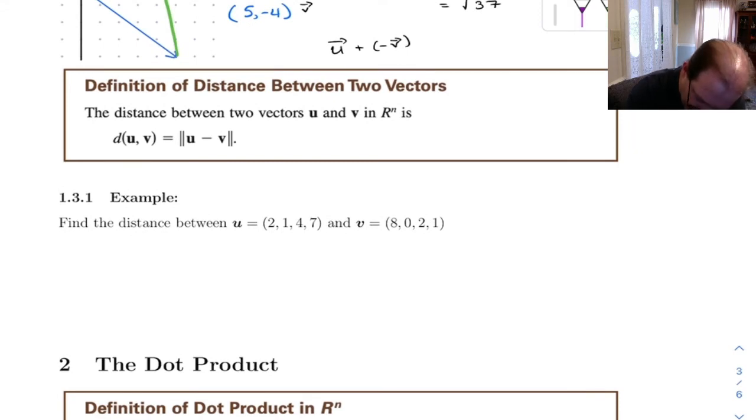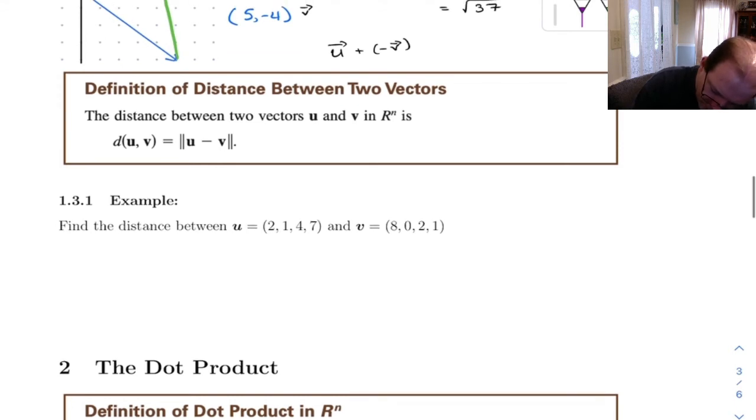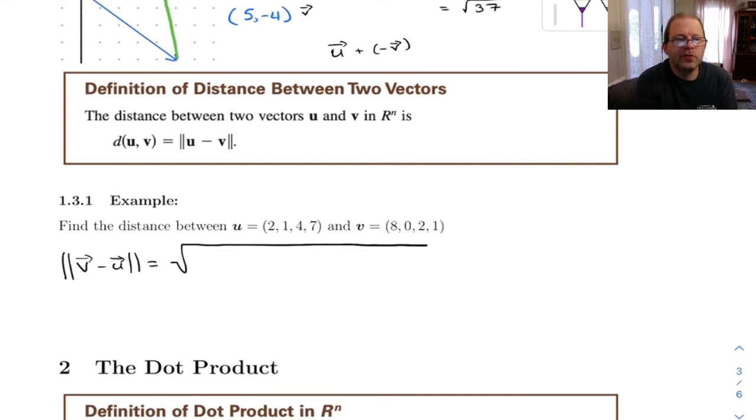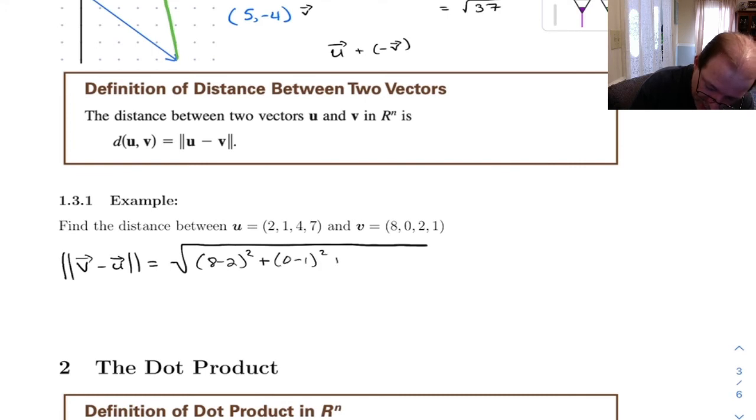Okay, so let's do this example. Find the distance between this and this. All right, so v minus u. The only reason I chose v minus u here is because the first number in v is bigger. It really makes no difference. This is going to be the square root of (8 minus 2) squared plus (0 minus 1) squared plus (2 minus 4) squared plus (1 minus 7) squared.